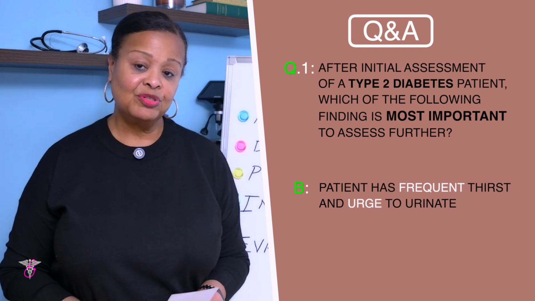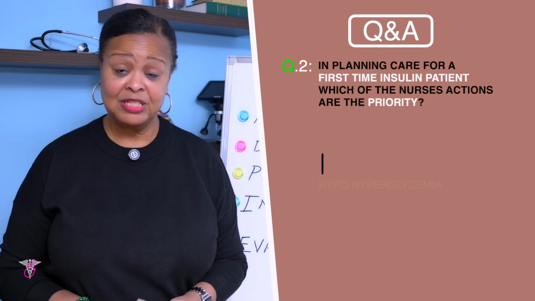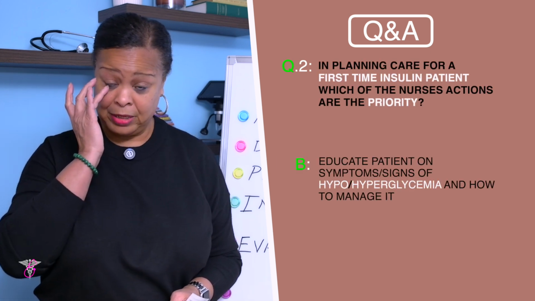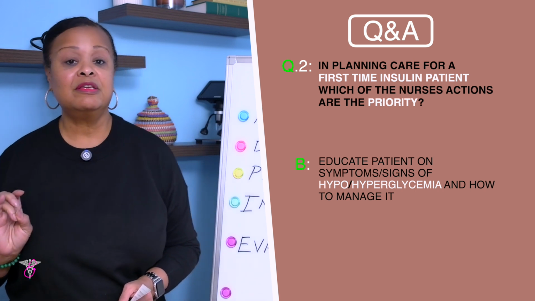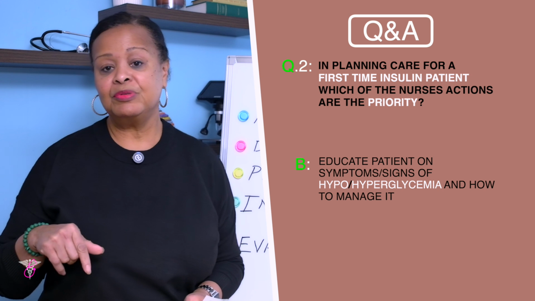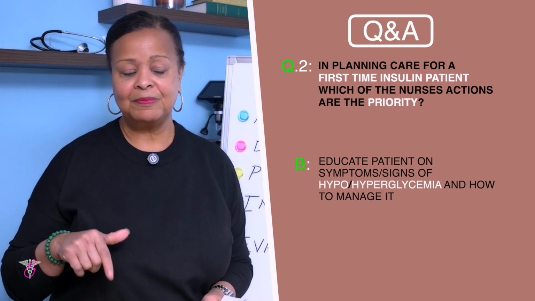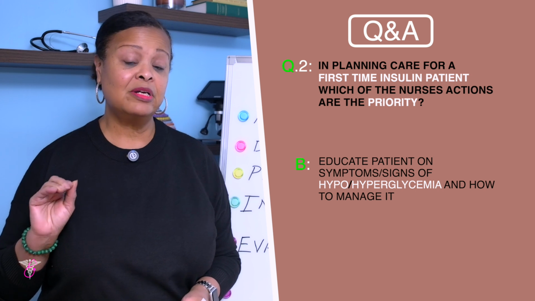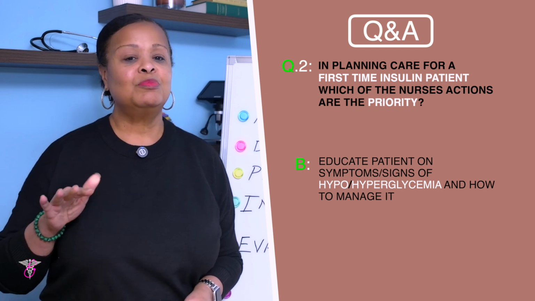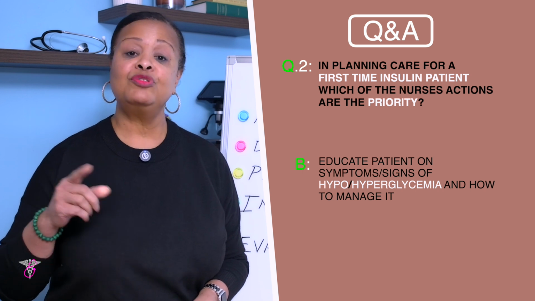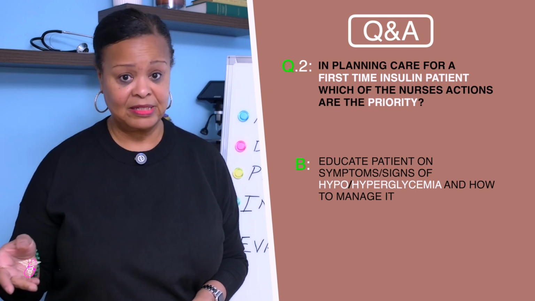To question number 2, the answer again was B. The rationale behind that is we want to make sure that a person just starting on insulin therapy understands and knows the signs and symptoms of hypoglycemia and hyperglycemia. That is essential because we know when people first start insulin therapy, the blood sugar takes a little time to be regulated. And we don't want someone to take too much insulin or not get enough insulin.